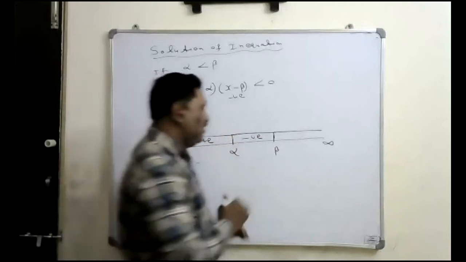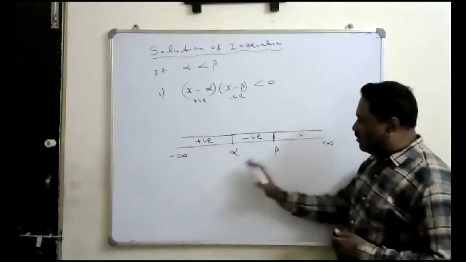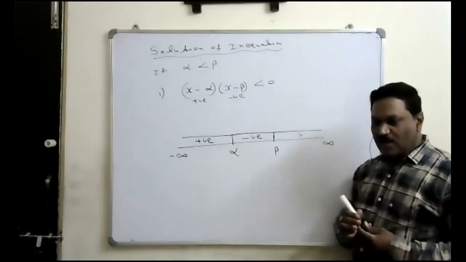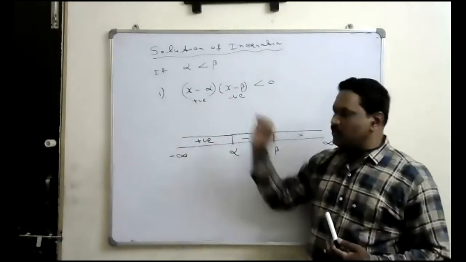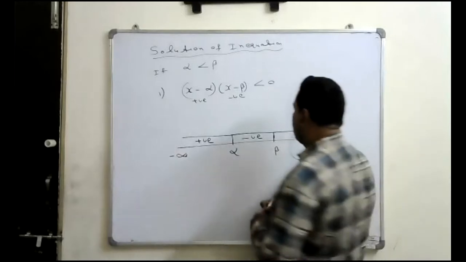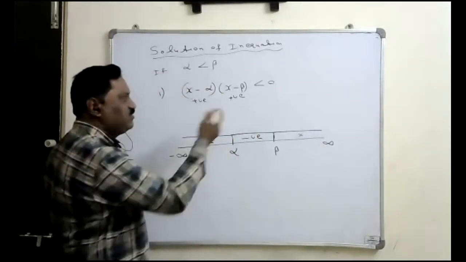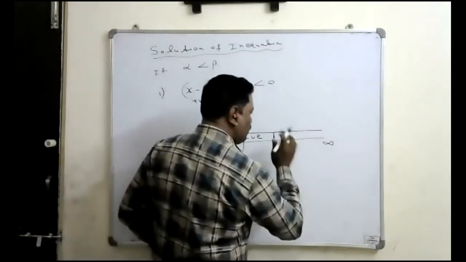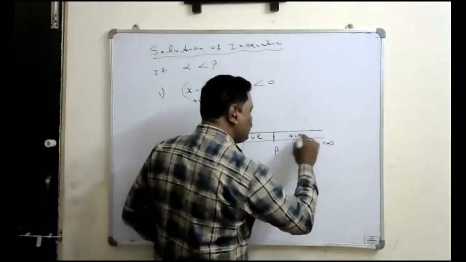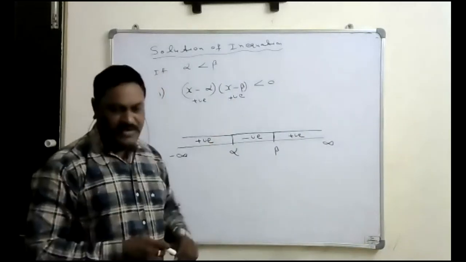Okay? Then suppose if x value मैंने beta से ज्यादा ले रहा है, मतलब alpha से भी ज्यादा है और beta से भी ज्यादा है, means सब x minus alpha क्या होता? Positive. X minus beta भी Positive. Positive into positive. Positive. So for all these values which are more than beta, this product is positive, right?